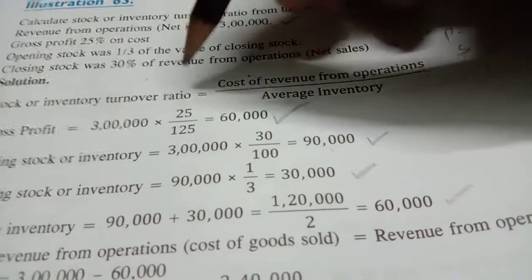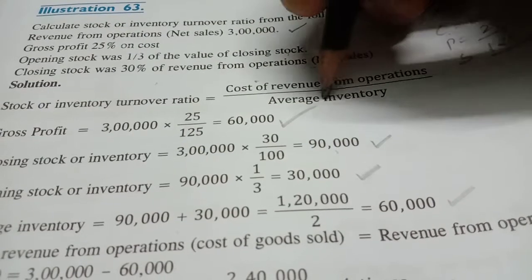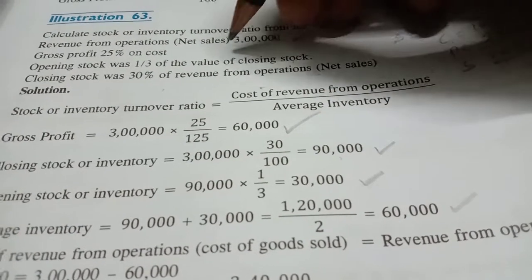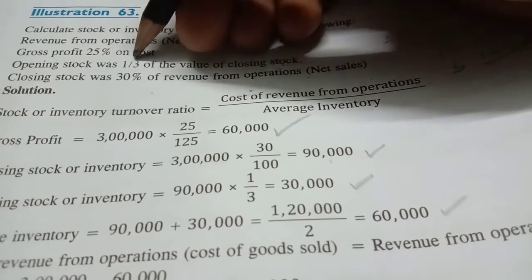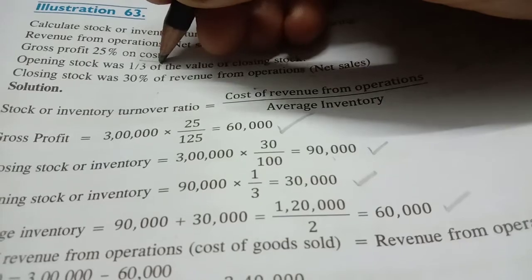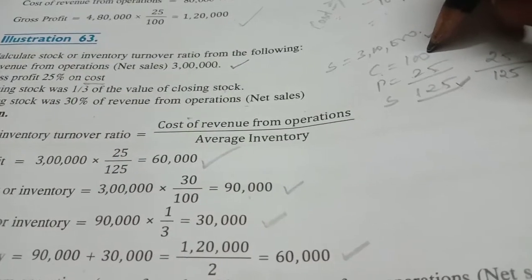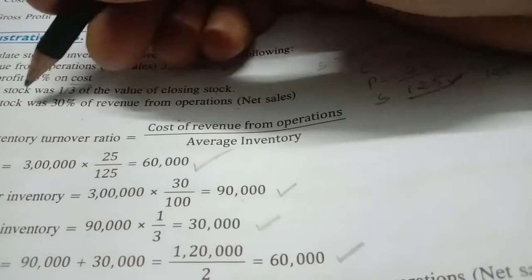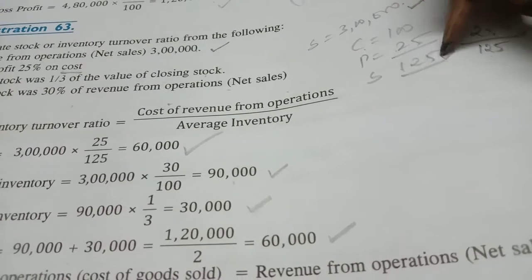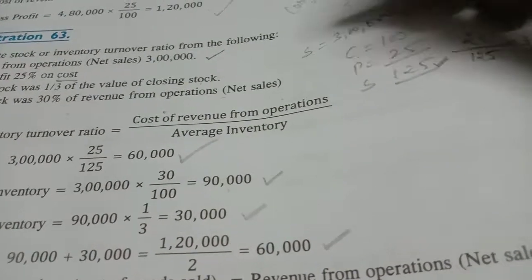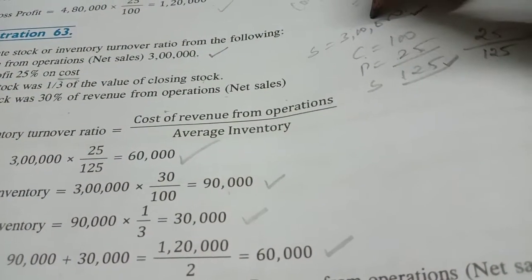So first we have to write the formula: cost of revenue from operations divided by average inventory. See the sum. So gross profit percentage is 25% on the cost. So we have to consider cost will be the 100, profit is 25. So what will be the sales? 125. Okay, and we are having the amount of sales, that is 3 lakhs.